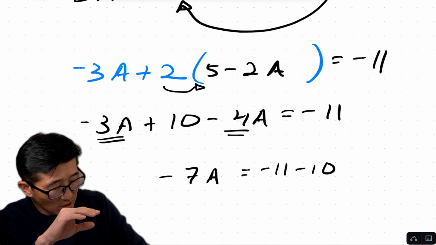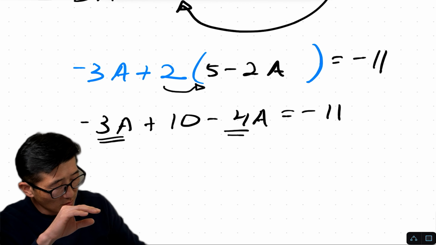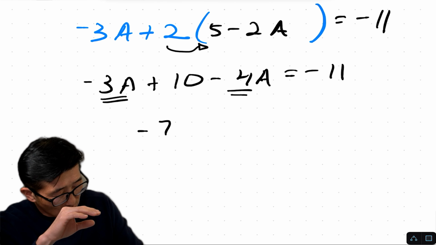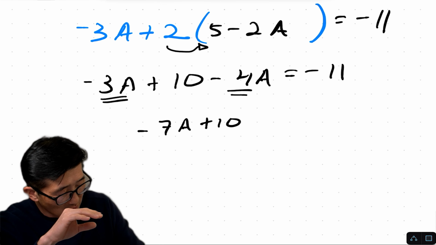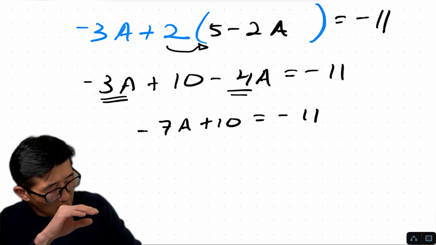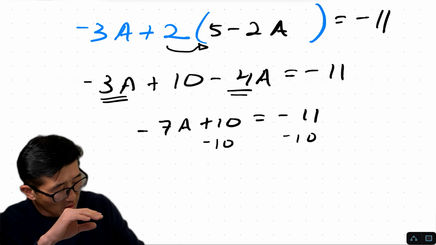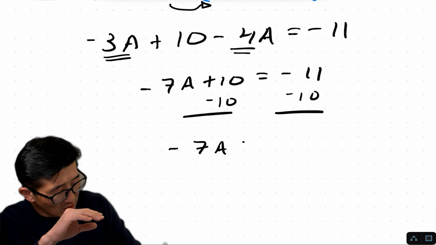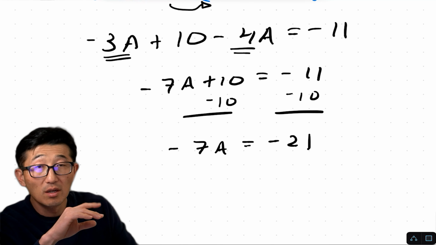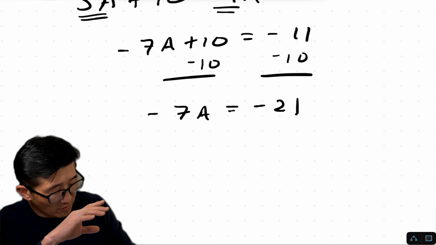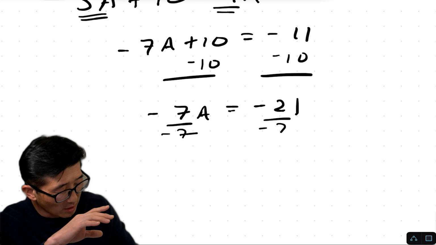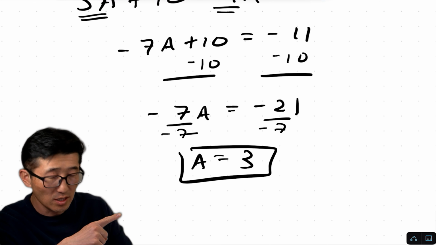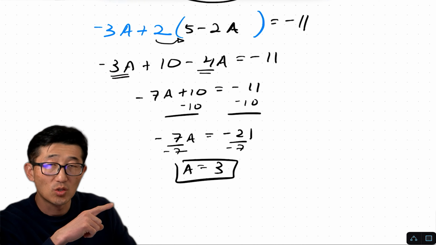Actually, here, I'll take one more step just so that your brain doesn't get too shocked. So negative 7a plus 10 equals negative 11. And then I'm going to subtract 10 from both sides, like this. So negative 7a equals negative 21. And divide both sides by negative 7, and what do we get? 3. Look at that. So we got 3. We have to find b now. So what do we do?